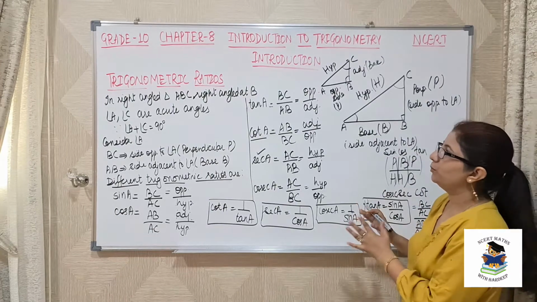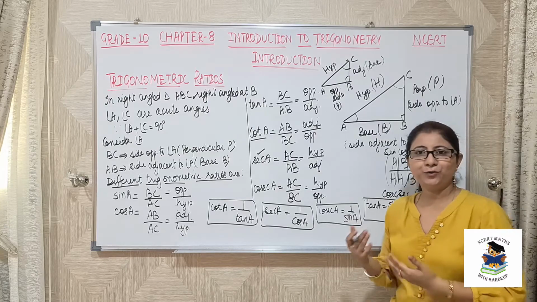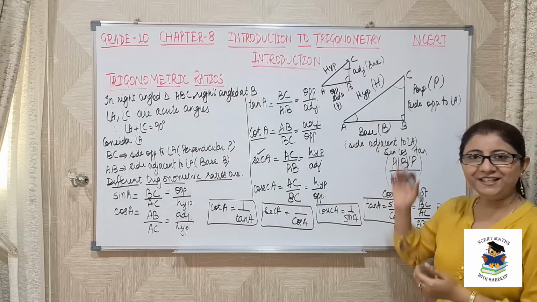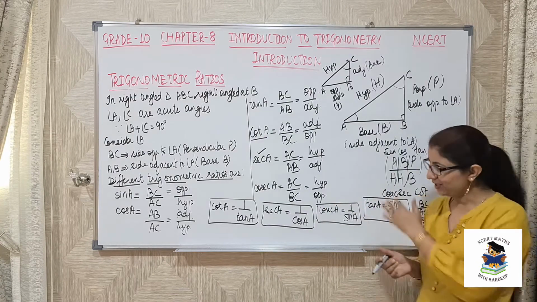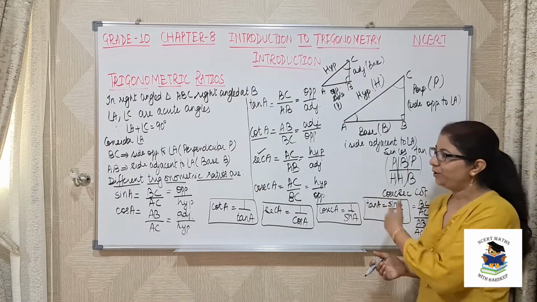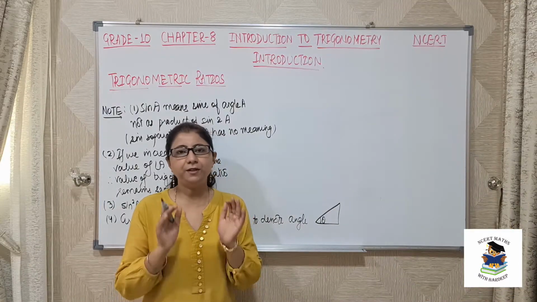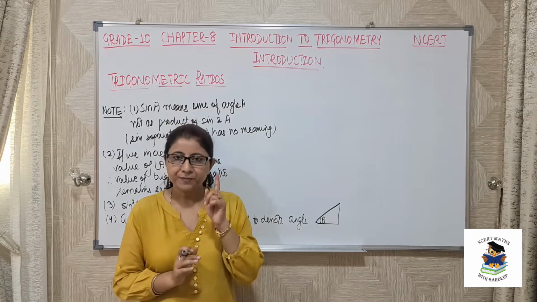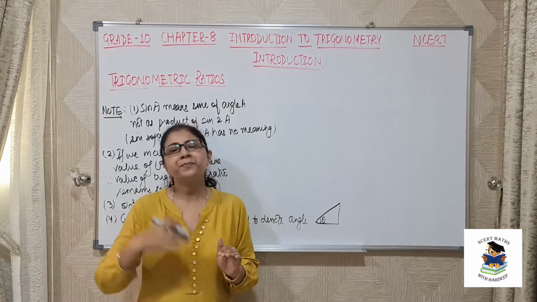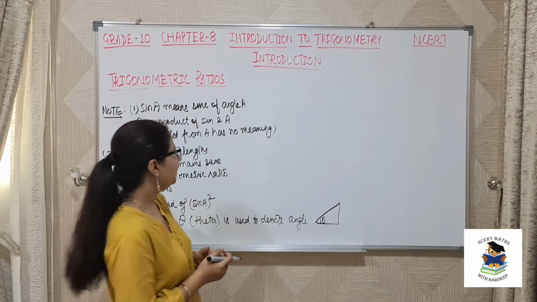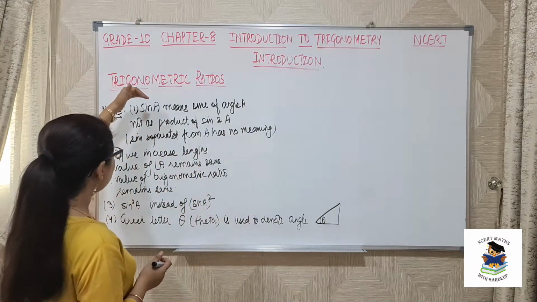So I hope this topic is clear to you, that what are the different trigonometric ratios and how to find their values in our right angle triangle. So I hope now you are familiar with the different trigonometric ratios. Now let's have a quick recap of whatever I have explained. So overall we can say that trigonometric ratios of an acute angle of a right angle triangle is a relationship between the angle and the length of its sides. So there are certain points that you should always remember.